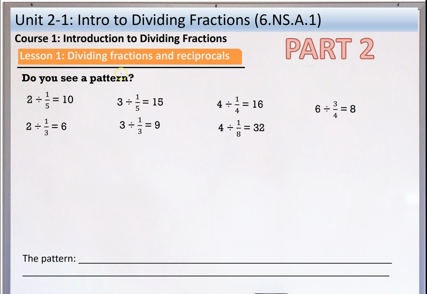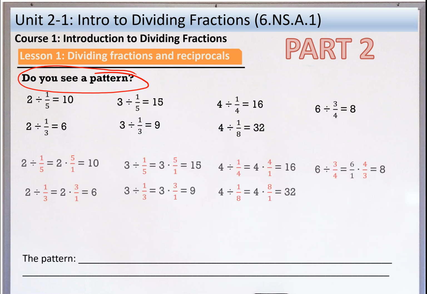Where we left off was I asked you to see if you could see the pattern when dividing by a fraction. And before I ask you to answer that question, I'm going to give you one more tip here. I just went ahead and showed you the process. So 2 divided by 1/5 is the same as 2 times 5 over 1. And 3 divided by 1/3 is the same as 3 times 3 over 1.